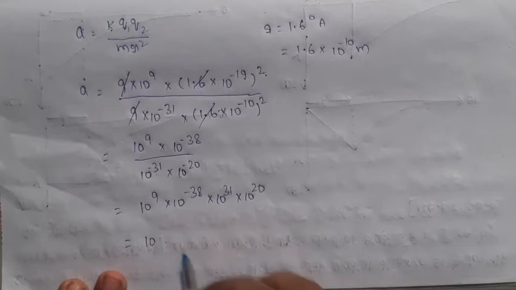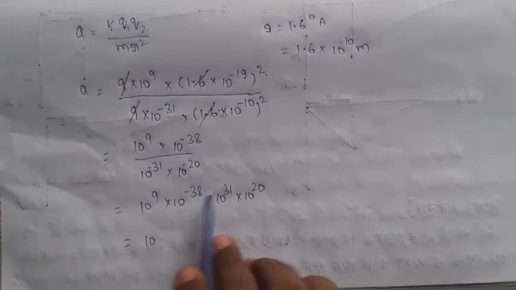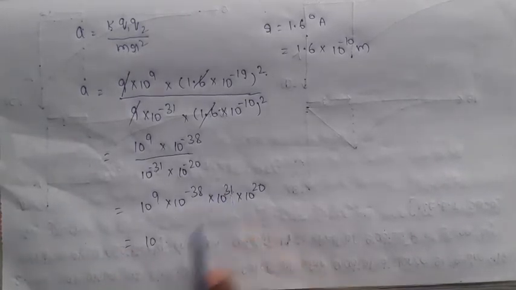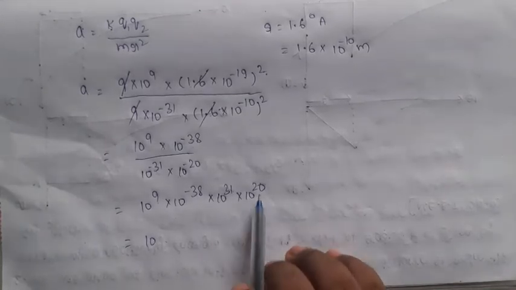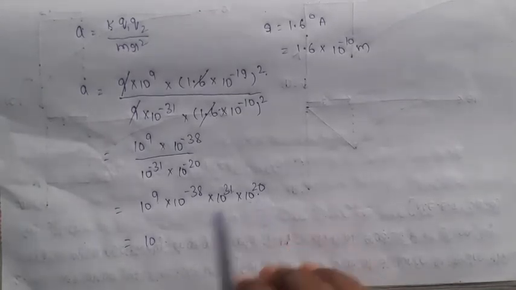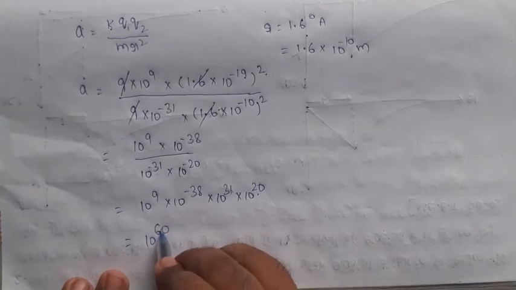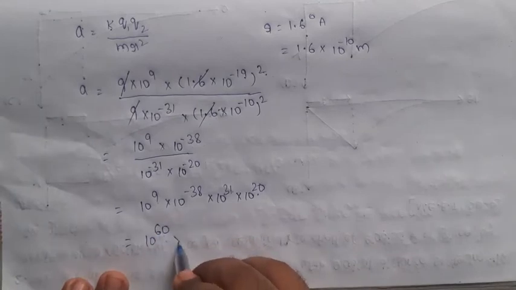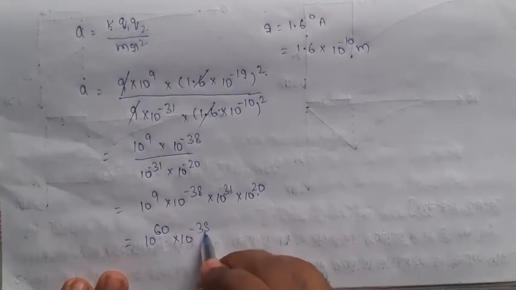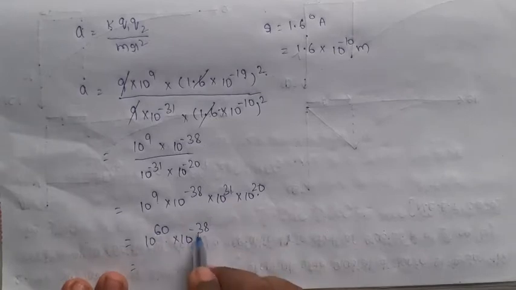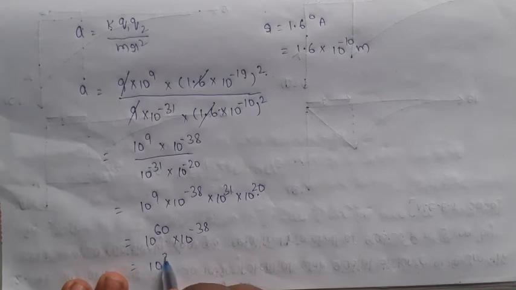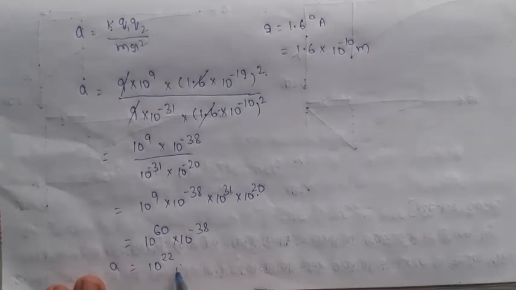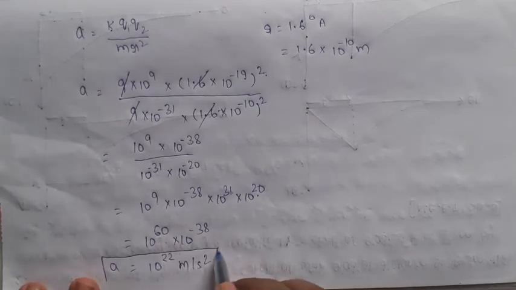Here 9 plus 31 is 40, plus 20 is 60. Next, 10 to the power of minus 38. So 60 minus 38 gives 10 to the power of 22. What is the unit of the acceleration? Meter per second square. This is the answer.